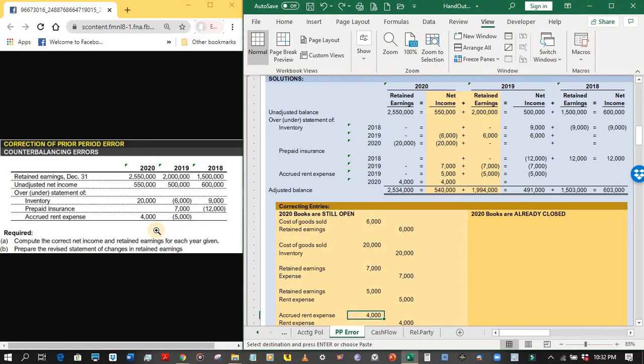In order to correct the overstatement of the accrued rent expense, our correcting journal entry must have a debit to liability, which is accrued rent expense, for 4,000 pesos. So that ends our journal entries if the books are still open for 2020. If you notice, if two columns both have adjustments, our journal entry includes a nominal account and retained earnings.